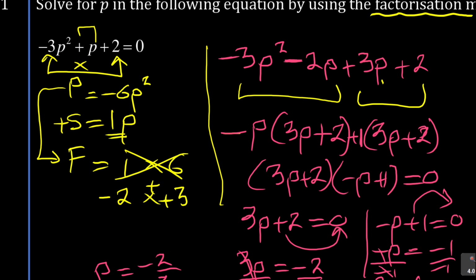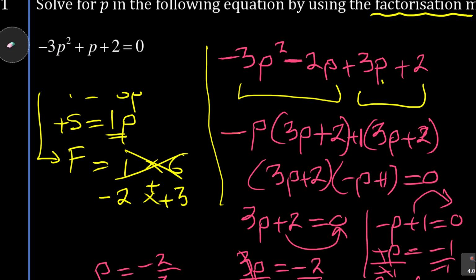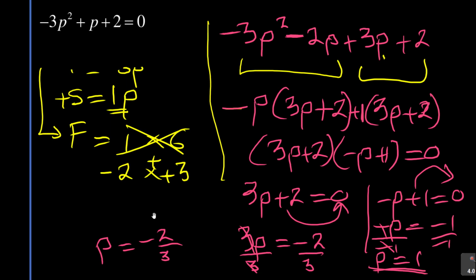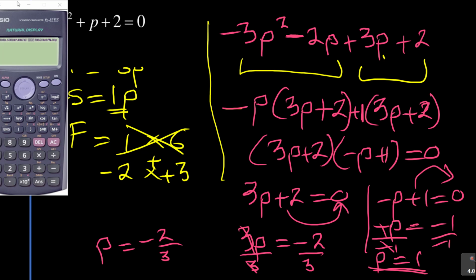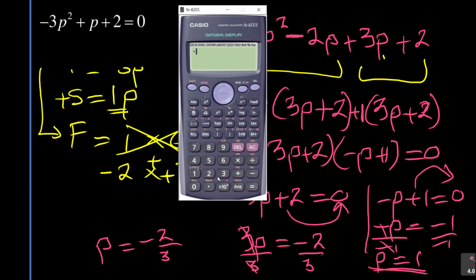Now, don't just get comfortable now. Remember, when you're solving for something, you have to prove it. So what you do is, you take the value, for example, minus 2 over 3. You come and test it here. Always test equations. So you say minus 3 bracket p squared is negative 2 over 3. See? And then it's squared. Remember? Plus what? Negative 2 over 3. That is my p that I got. And then plus 2. If you do that, it must give me a 0.